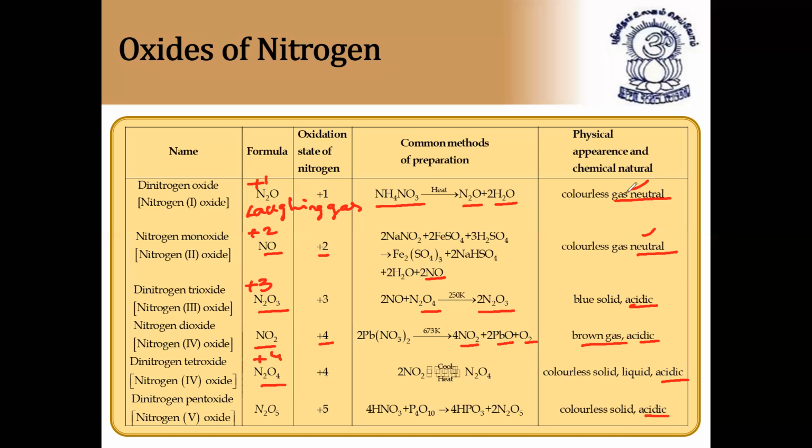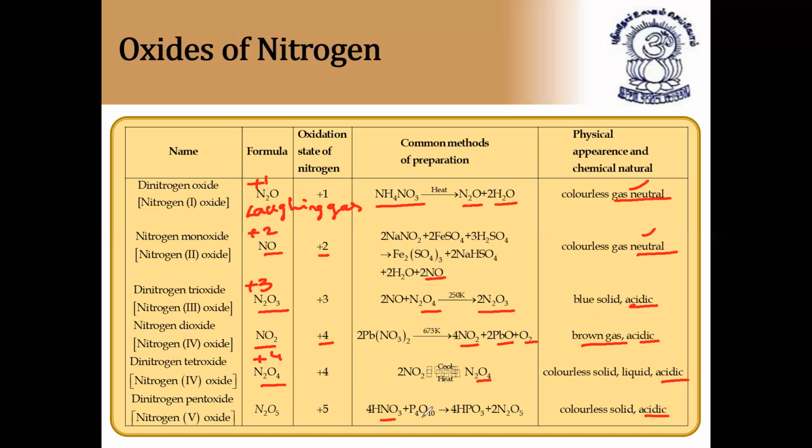Which of the following is a neutral oxide? Which of the following is an acidic oxide? Which of the following is a basic oxide? They will ask questions like these in the examination. Here N2O4 has the +4 oxidation state. NO2 on cooling and heating forms N2O4, and it also forms from nitrogen dioxide.